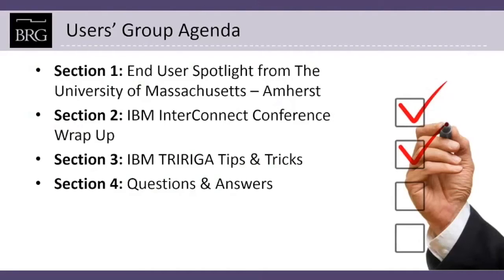Let's get started with a look at our agenda. Today's session will be broken into 3 parts. Part 1 will be an end-user case study presented by the University of Massachusetts Amherst. Part 2 will be a look at the recent IBM Interconnect conference from our TRIRIGA Practice Director, Troy Hergenrader. And finally, we'll close the user group today with Part 3, TRIRIGA Tips and Tricks from Chris Ellis, BRG's Director of Technical Services. We'll also close today with the Q&A portion.